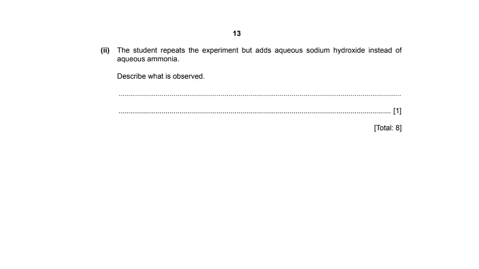So the last part of this question states the student repeats the experiment but adds sodium hydroxide instead of aqueous ammonia. Like I said, that again blue precipitate will be formed. Blue PPT will be formed which are insoluble in excess sodium hydroxide. I just told you that.